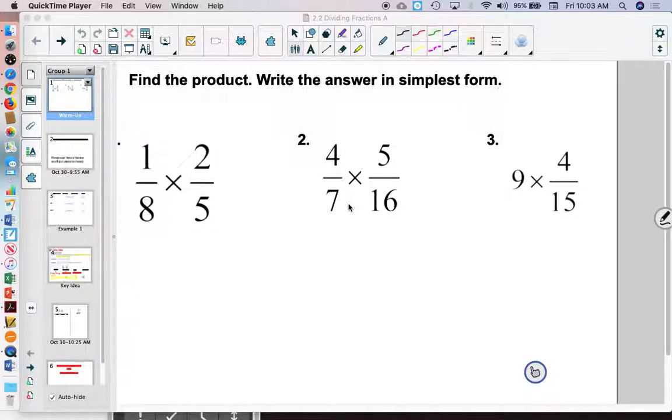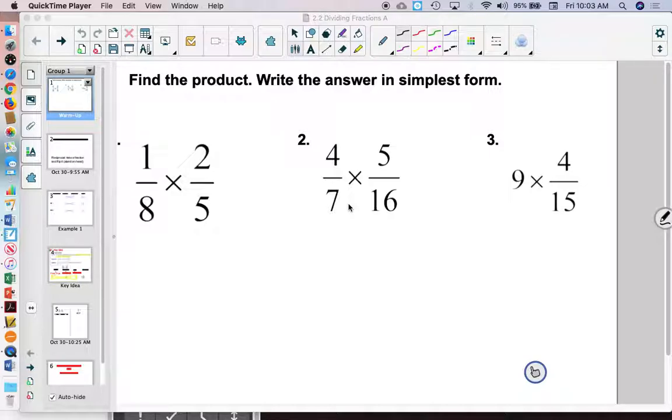Today you will be dividing fractions. Oh, that's easy. Our whole objective: you will divide. All right, you will divide fractions.